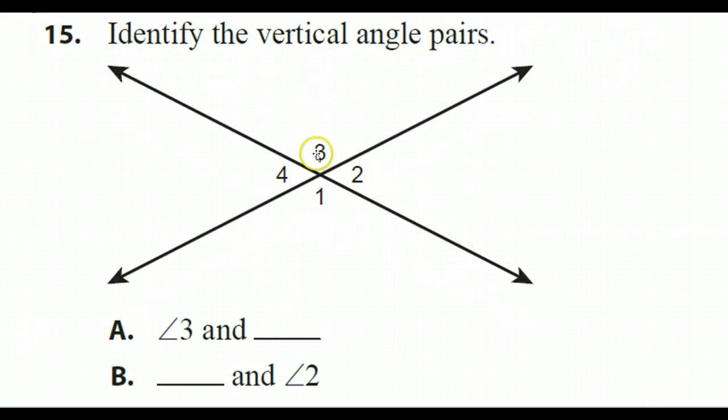Okay, question 15, similar to question 12, identify the vertical angle pairs. Okay, so if we look up here and do part A here, we're looking at angle 3 and blank. Well, angle 1 is the angle right across from it, and so that is going to be paired with angle 3. And then angle 4 goes with angle 2. Those are vertical angles. And don't forget, these are going to be equal to each other. The pairs are equal. So angle 3 is equal to angle 1. Angle 4 is equal to angle 2.